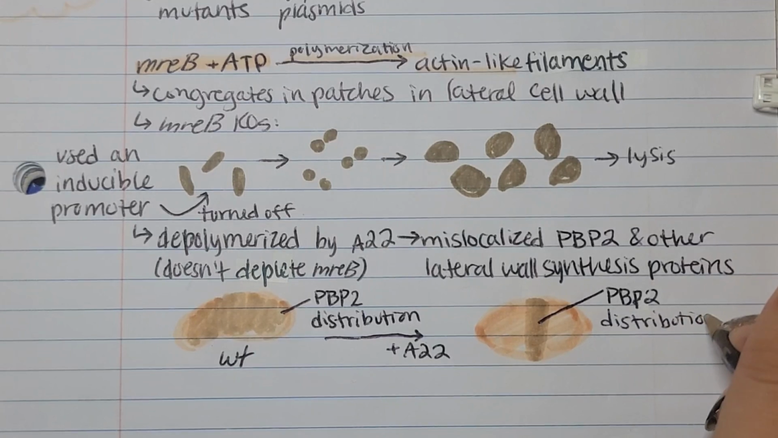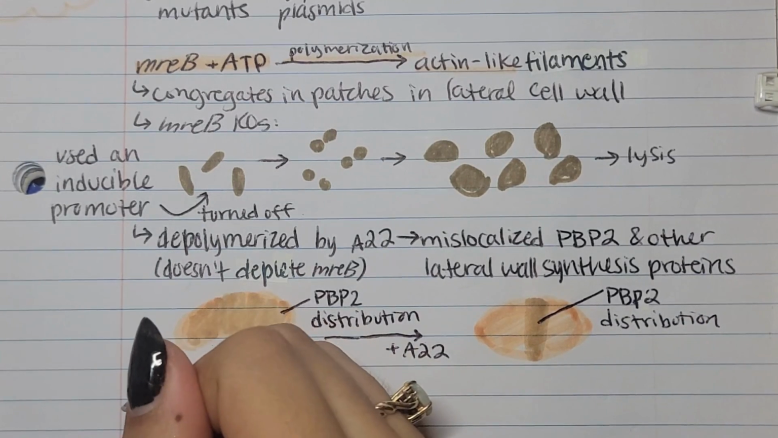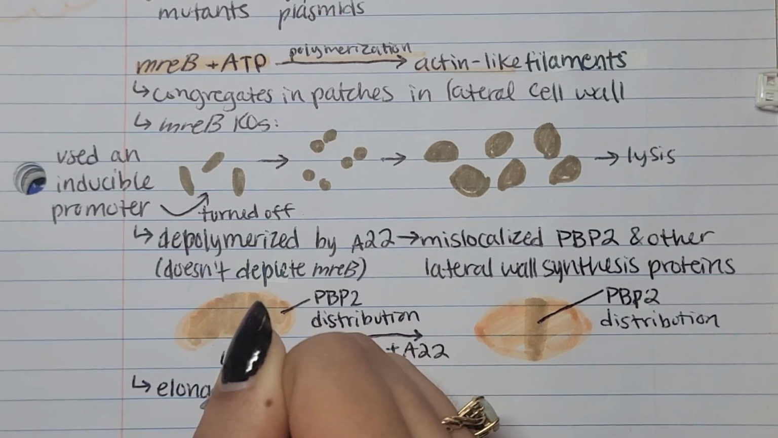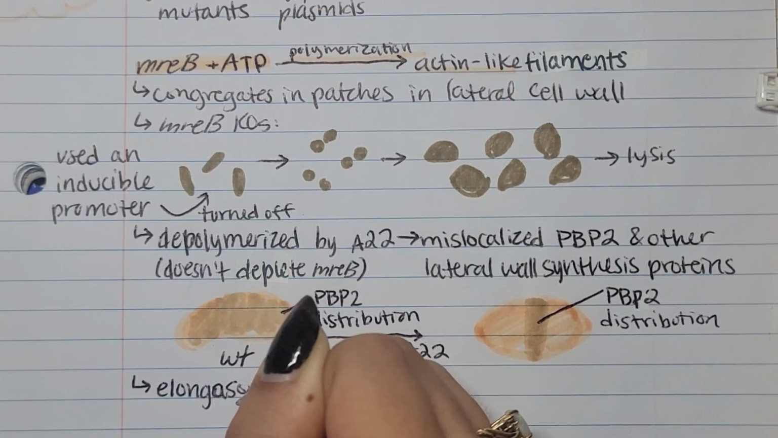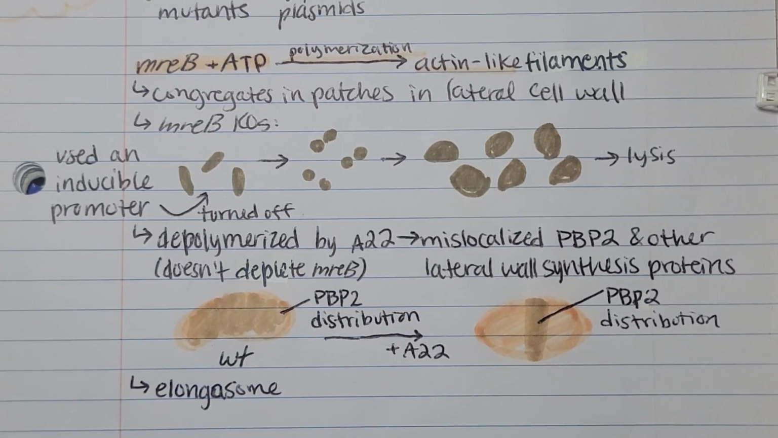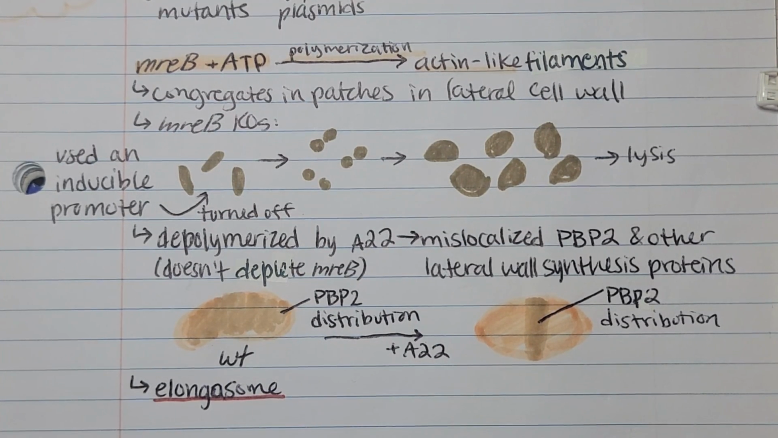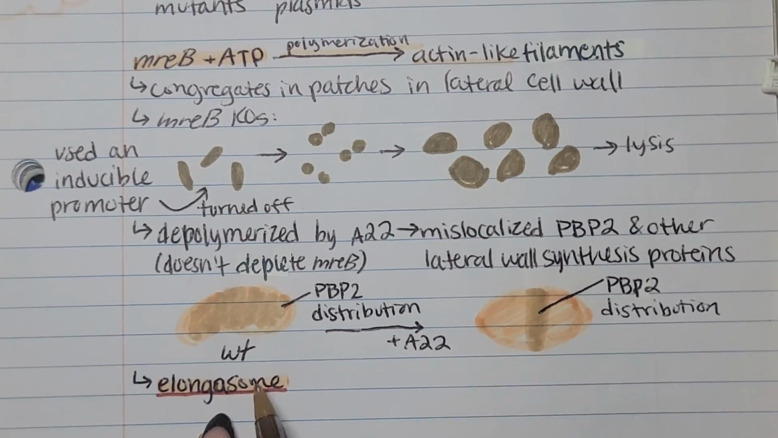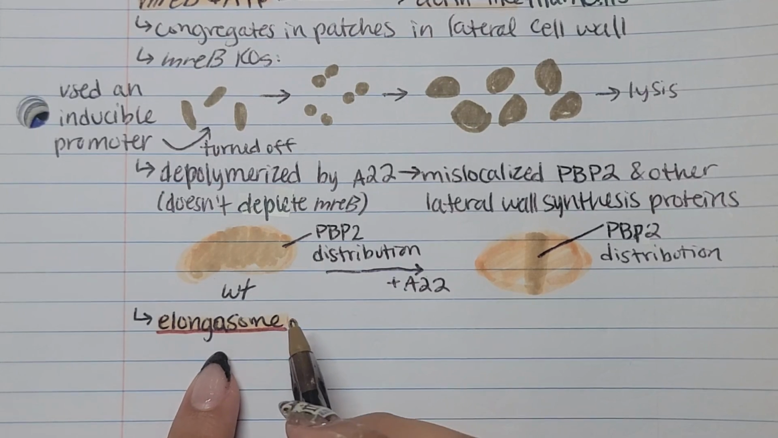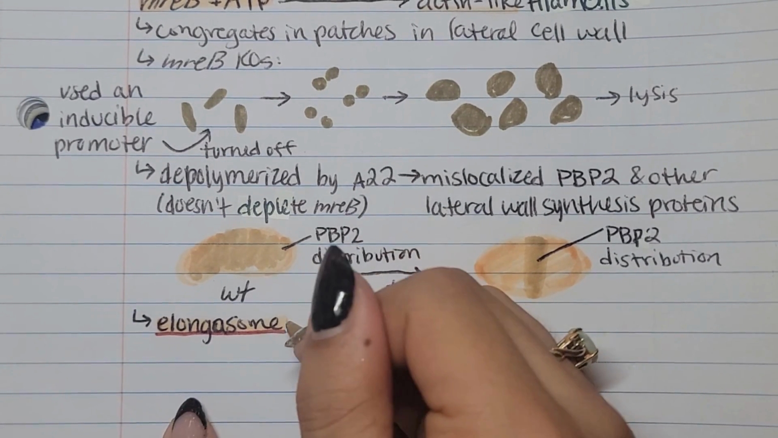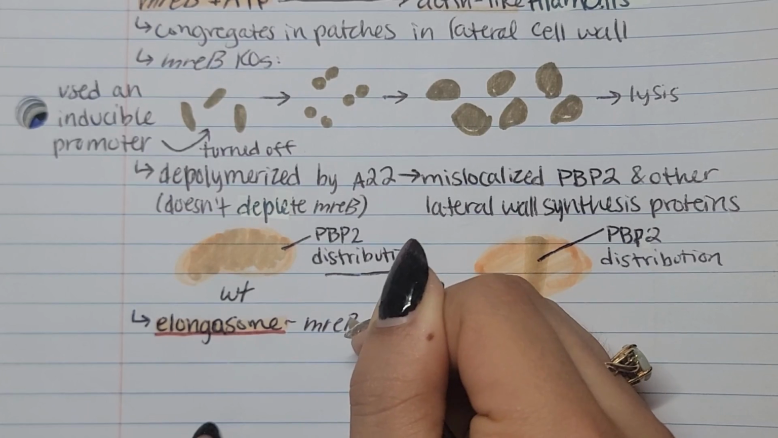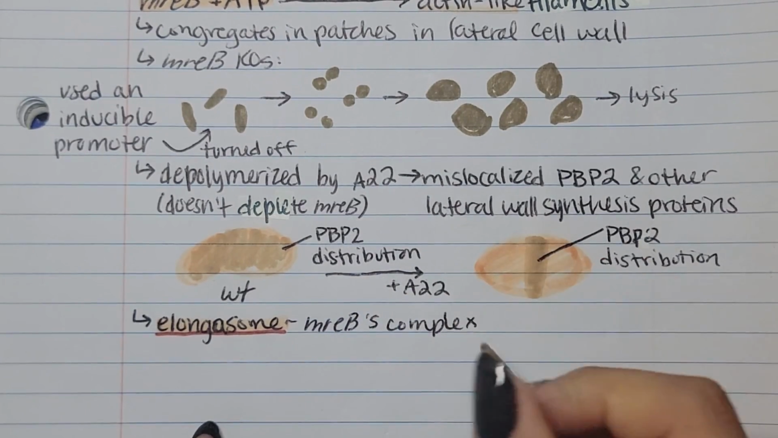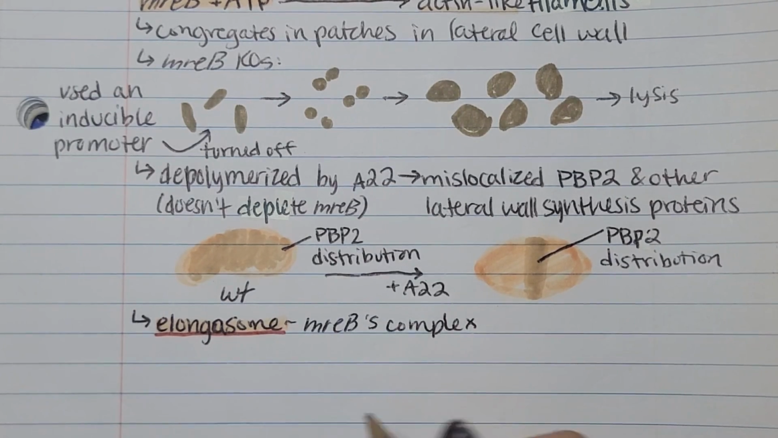That's kind of weird. So it turns out this one also makes a complex, like the divisome. Sorry, I can't multitask. It makes this complex called the elongasome. Like FtsZ and our divisome, we have the elongasome, which is pretty well named. And I mean, we can say MreB's complex. I'm not going to tell you what it does. I think it's pretty clear. Okay.